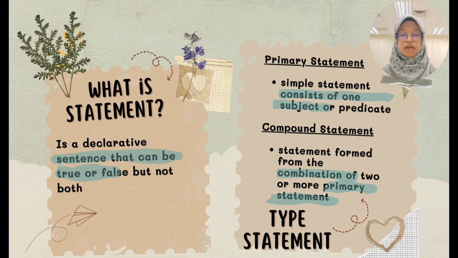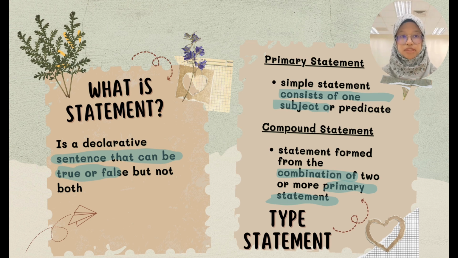Before we go deeper, we need to know what is statement. Statement is a declarative sentence that can be true or false but not both. There are two types of statement, which is primary statement and compound statement. Primary statement is a simple sentence that consists of one subject. This primary statement will use the connective logical operator to form a compound statement.